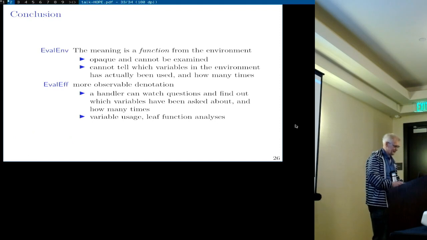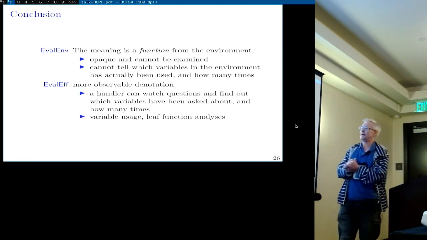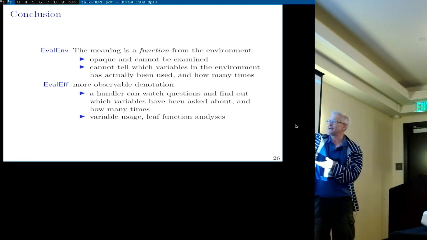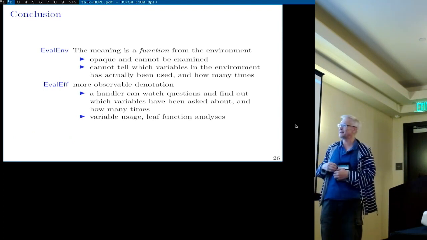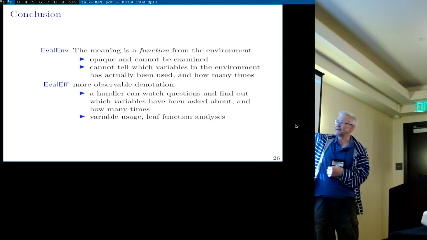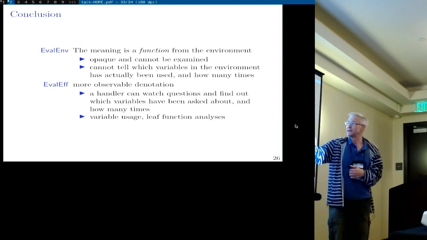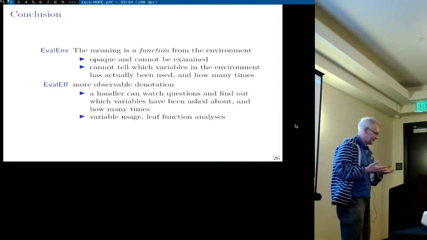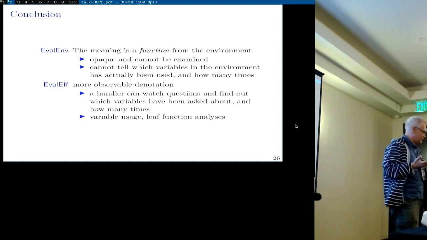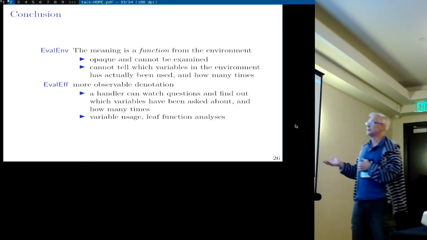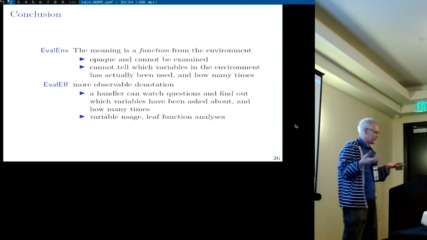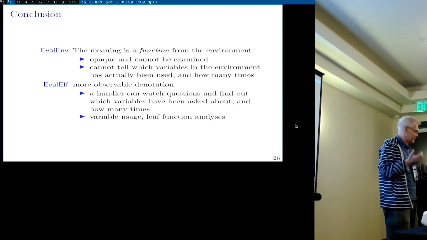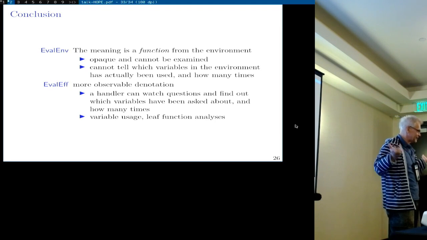Okay, so the conclusion is what we learned, or kind of already knew, but maybe didn't think about that much. Environment semantics is the one that everybody uses. So the meaning is a function, right? And as a function, it's opaque. We cannot actually see what's inside. Therefore, the only thing we can do with functions is to apply them, right? So building all those big closures is the only thing we can possibly do.